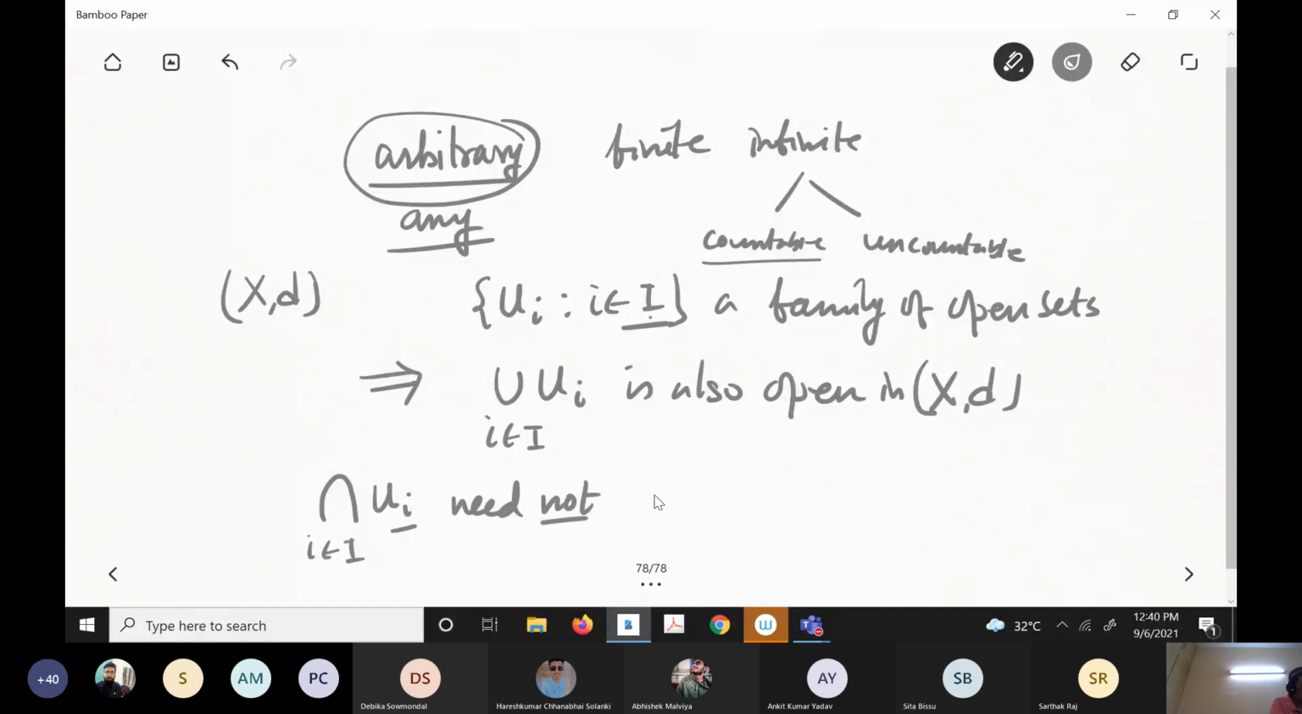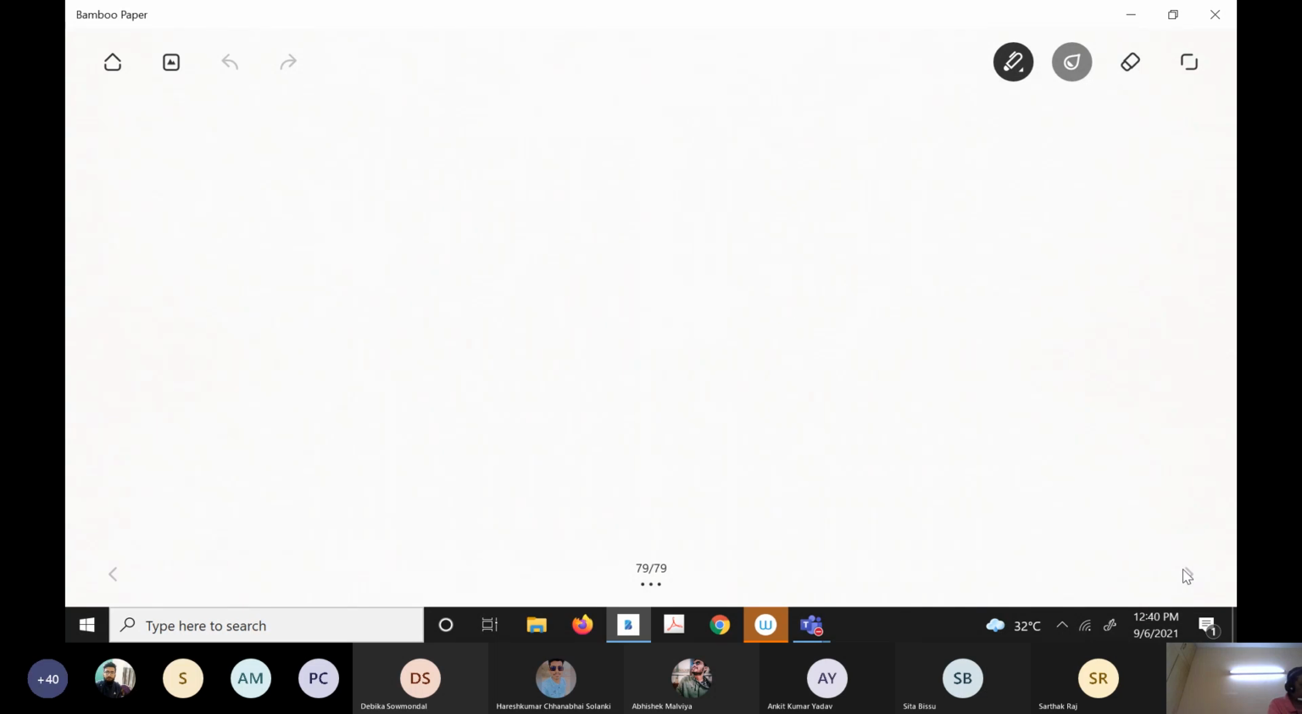Before proving this, let me give an example. Look, it's opposite. You're substituting union by intersection, arbitrary. This need not be true. Now look at the example. Look here in R. Take U_n equal to this.